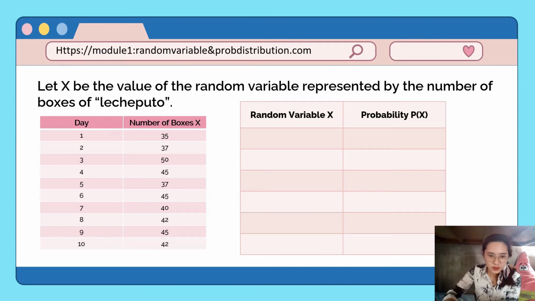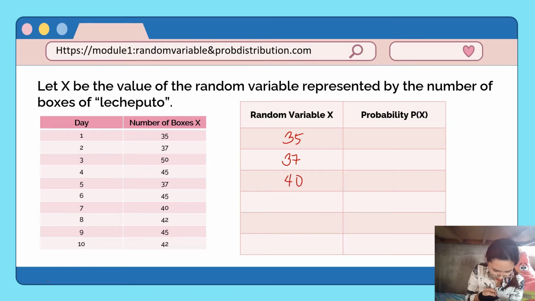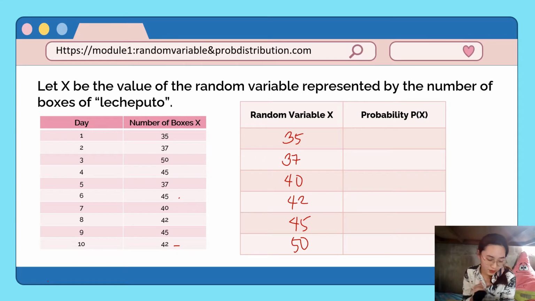So, isulat na natin lahat ng values ng random variable natin. Mas maganda kung from smallest to highest na yung gagawin natin. So, meron tayo ditong 35. Meron ding 37. Meron ding 40. Tapos, meron ding 42. Meron ding 45. At last, meron 50. So, yan yung lahat ng values, lahat ng naging bilang ng boxes na delivered within the 10 days.